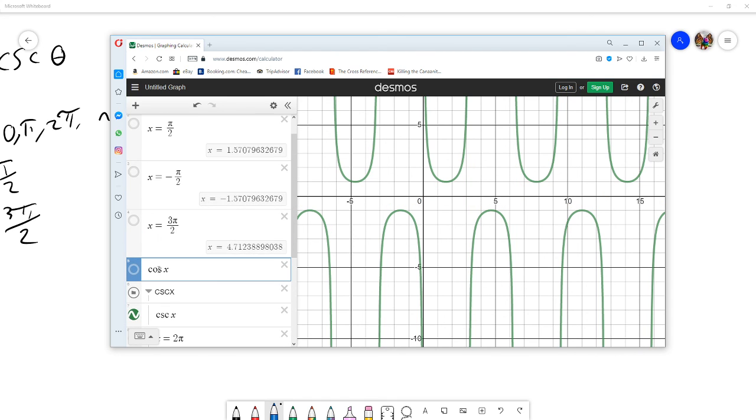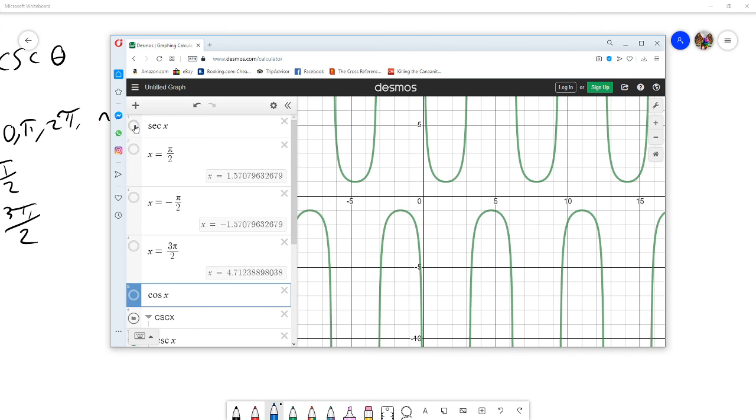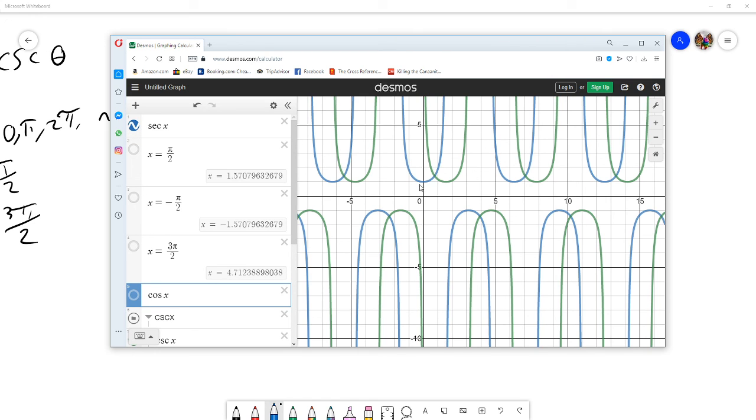We've noticed with tangent, cotangent, sine, cosine that they appear to be shifts of each other. Similar situation here with secant and cosecant. So again, it looks like secant and cosecant are just horizontal shifts of each other, but for now, it's an unproven fact.